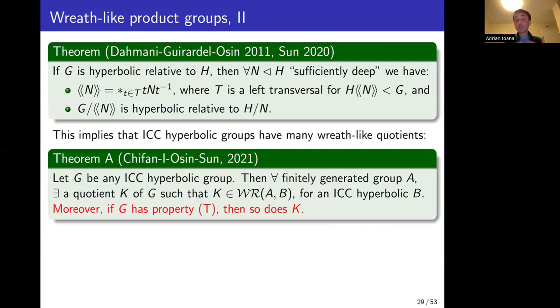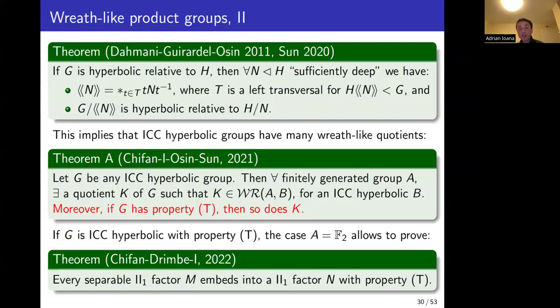And moreover, these groups can be obtained as the quotient of any ICC hyperbolic group. And it's crucial here that we can take G to be any hyperbolic group because there are hyperbolic groups with property T. And in case G has property T, then so does K. So there are lots of wreath-like product groups that have property T. And in particular, this tells you there are lots of wreath-like product groups that are not wreath products because, as I noted earlier, wreath products never have property T.